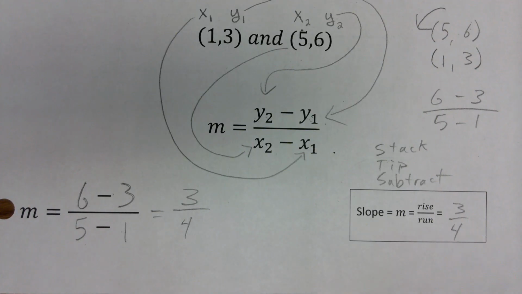Okay. So you just use this when you don't have a graph. If you have a graph, you can do rise over run. But if you don't, you've got to do this, okay?